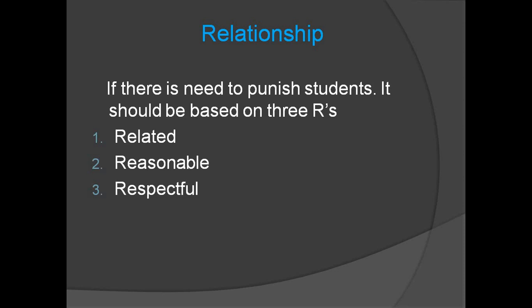Second is reasonable. If you are giving punishment, it should be reasonable. It is not like a little mistake, for which you are giving severe punishment. Like a child made only one mistake and you have expelled him from your class for 10 days, or you are giving him so much work which he is unable to do in one day. The punishment should be reasonable. Whatever you are going to do, even if you are going to give him some task, that should be reasonable.